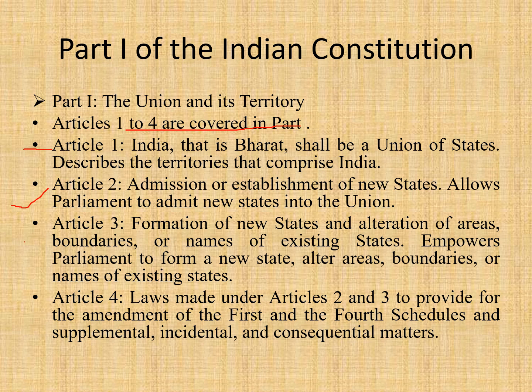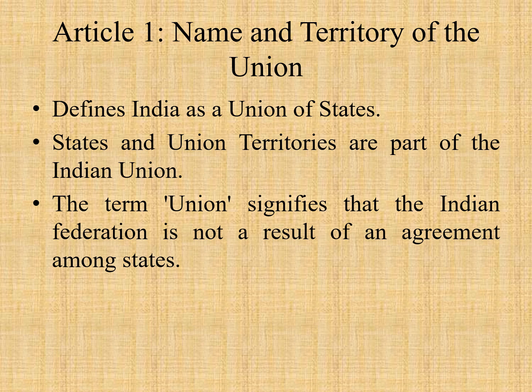Article 3. Formation of new states and alteration of areas, boundaries, or names of existing states. Empowers Parliament to form a new state, alter areas, boundaries, or names of existing states. Article 4. Laws made under Articles 2 and 3 to provide for the amendment of the first and fourth schedules and supplemental, incidental, and consequential matters. Now let us see Article 1.